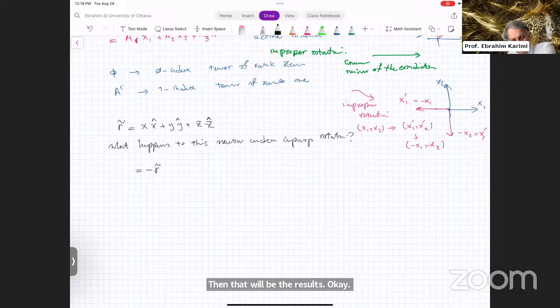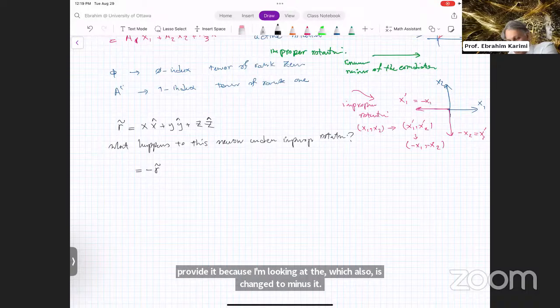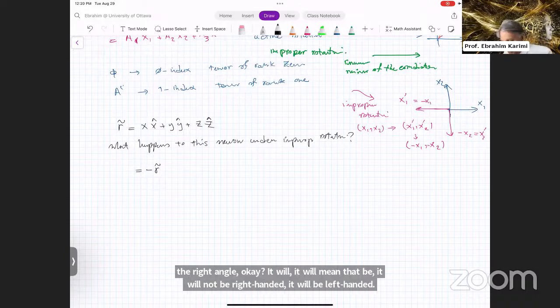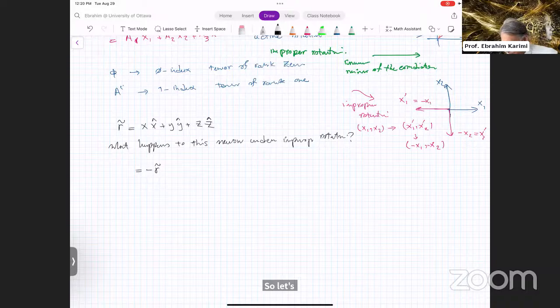Some people are asking if this is not a 180 degrees rotation. Well, that's a 180 degrees rotation for sure, but wait for an example which I will provide, because I'm looking at Z, which is also changed to minus Z. If Z is changing to minus Z, then that's no longer the right angle. It will not be right-handed, it will be left-handed. So let's resolve the problem once and for all.